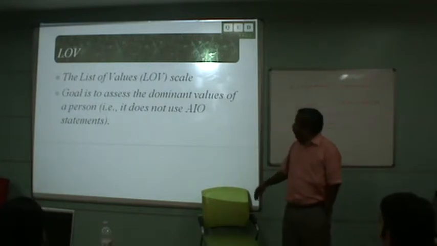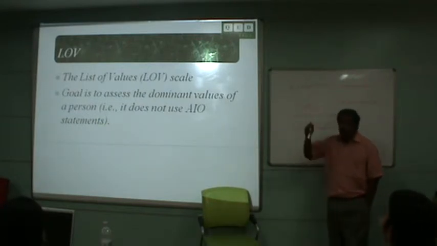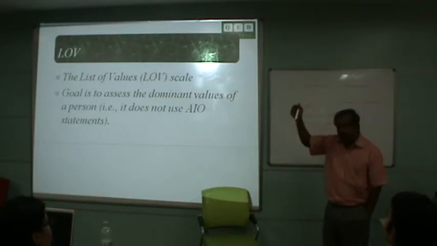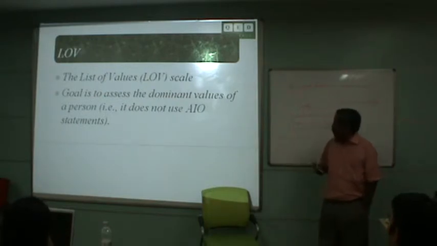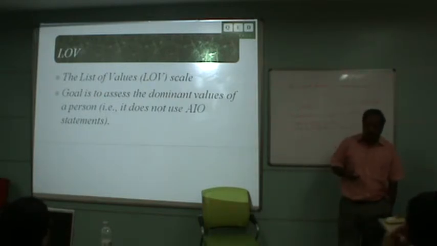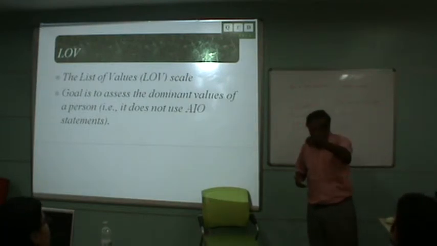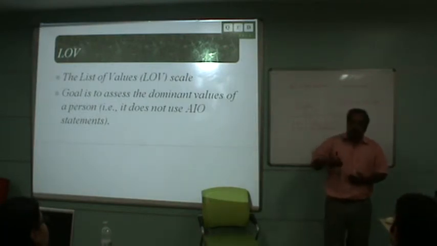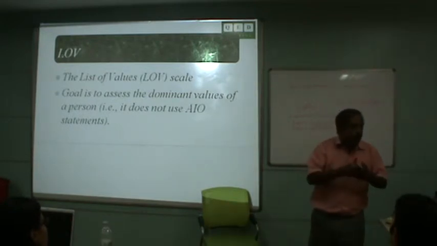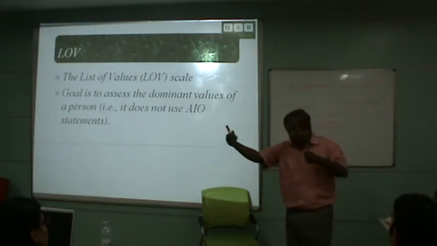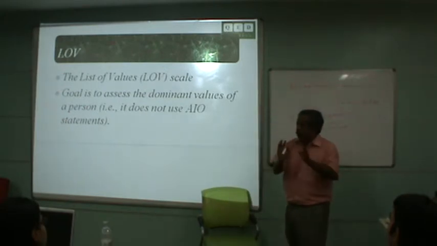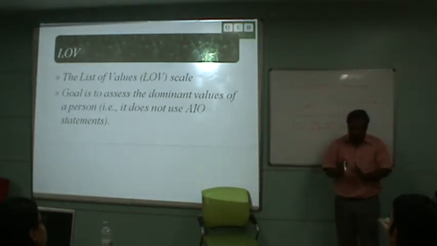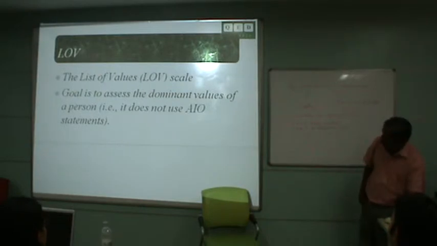LOV, or LOV, is actually the list of values scale. One way of measuring it was, as we saw, AIO savings. The other is to ask everybody to list what the dominant values in them are. Give them a set of values and ask them to rate how high each one is. You may also corroborate it by asking somebody the respondent is familiar with to rate them, and take a compound measure of both as the personality of the person.